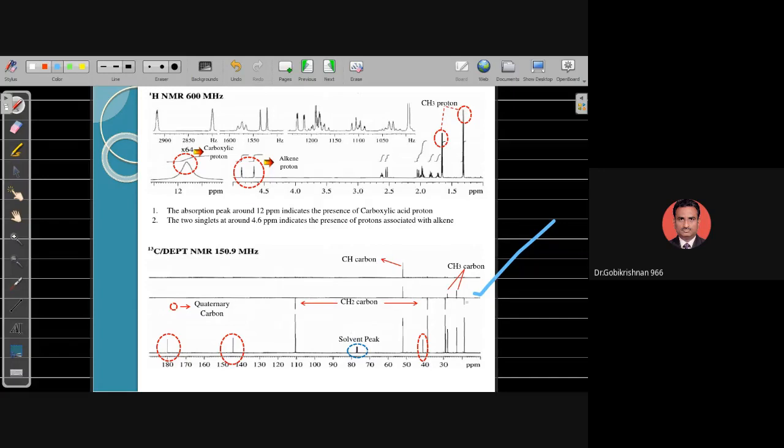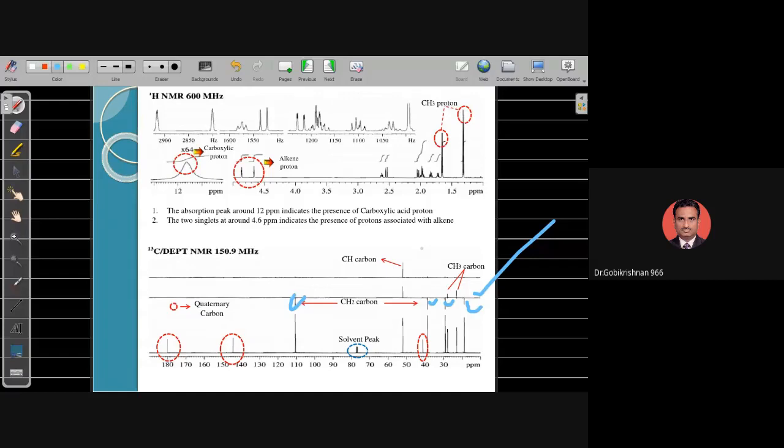Some lines are facing downward. How many lines here? See this one, and this one, and this one, and this one. Four different lines are facing downward. That indicates CH2 carbon. That also is solved.